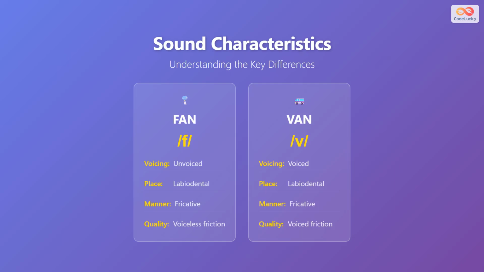Let's look at the detailed characteristics of each sound. Both F and V are produced at the labiodental position, which means between your upper teeth and lower lip. Both are fricatives, meaning air flows through a narrow opening creating friction. The key difference is voicing. The F sound is unvoiced, so when you say it, your vocal cords remain relaxed and silent. The V sound is voiced, meaning your vocal cords vibrate actively, creating a buzzing sensation. If you touch your throat while saying these sounds, you'll feel no vibration for F, but a clear vibration for V.